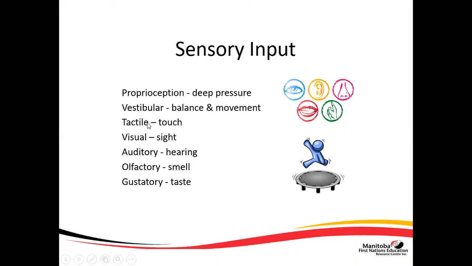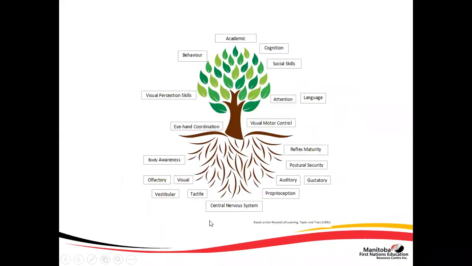So what are our senses? We know the 5 main ones, so touch, sight, hearing, smell, and taste. There's also our sense of balance and movement, and our sense of pressure in our joints and muscles. The reason that this is so important is that this is what I call our tree of learning. The way that our body develops, our central nervous system, so our brain and spinal cord, is down here, and these really make up the roots of the tree. So our brain and spinal cord have to be developed before our sensory systems can be developed, and then everything else comes later. You'll notice academics, cognition, behavior, social skills, those are all up here at the top. Even attention and language, visual perceptual, all of those things are up here.